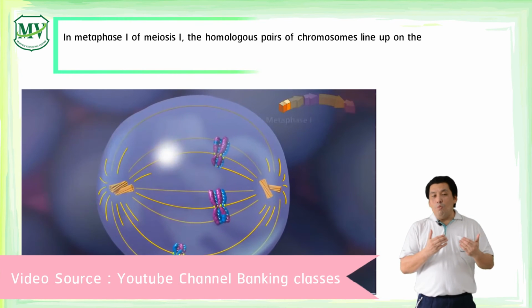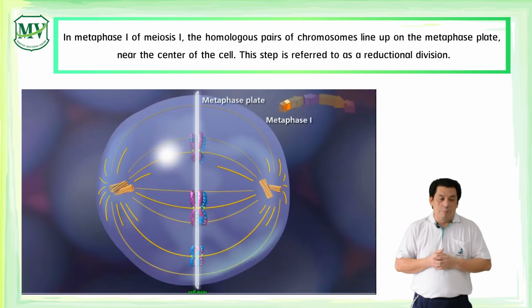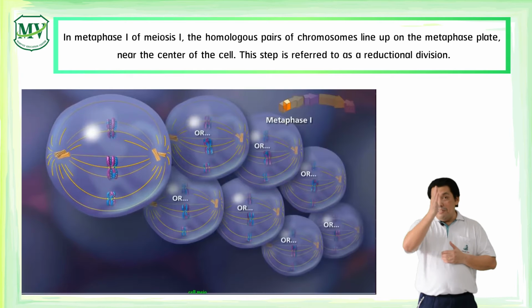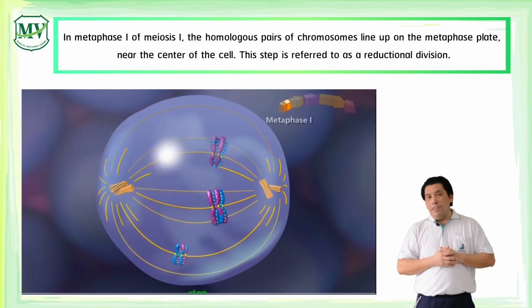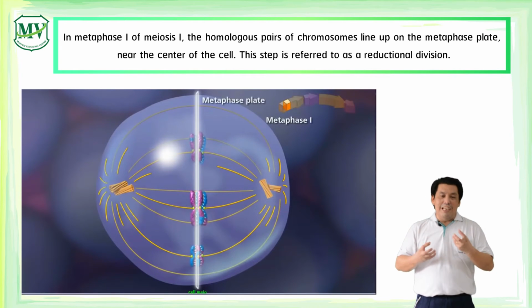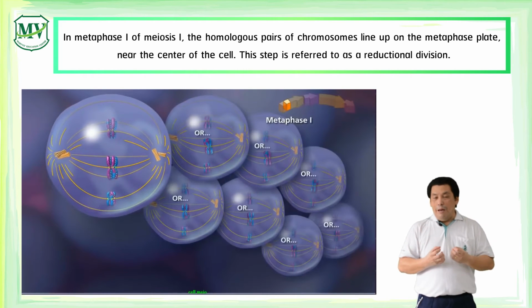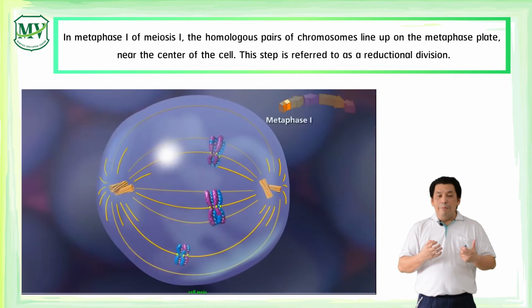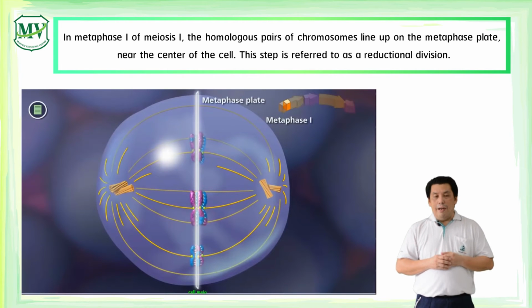In metaphase 1 of meiosis 1, the homologous pairs of chromosomes line up on the metaphase plate near the center of the cell. This step is referred to as a reductional division. The homologous chromosomes that contain the two different alleles for each gene are lined up to be separated. The chromosomes line up on the metaphase plate with their homologous pair.